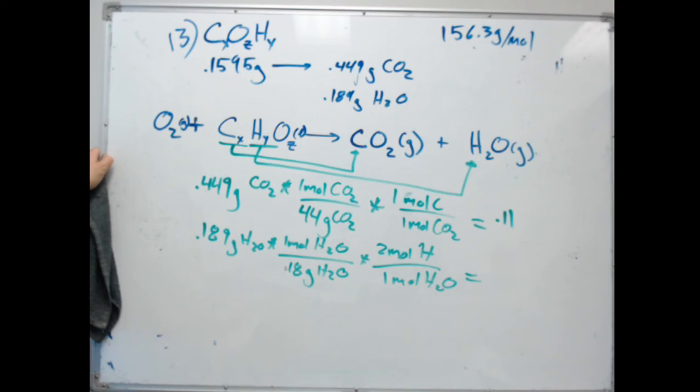So we're going to get 0.122 grams of carbon. We can do the same thing with our hydrogen. 0.189 divided by 18 is again about 0.01, times 2 is about 0.02. So I'm going to go with 0.0204 moles, assuming I can do math in my head.